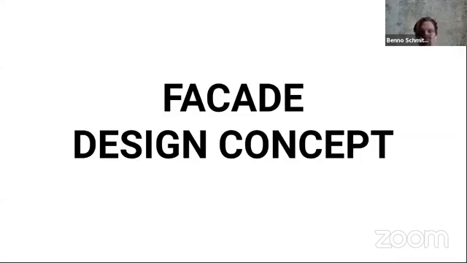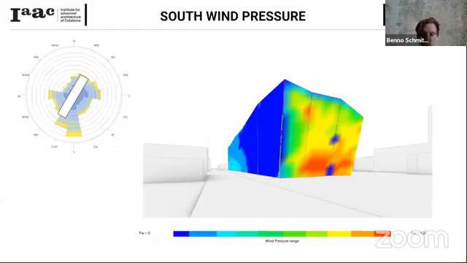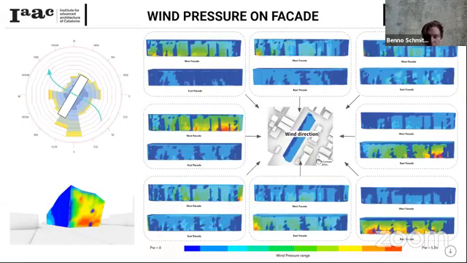On the next slide we also came to the facade concept. We choose to cool down the building, we need cross ventilation, and for this reason we choose the wind to play with the facade. On the next slide you see on this slide 8 directions of the wind that put pressure on our facade.